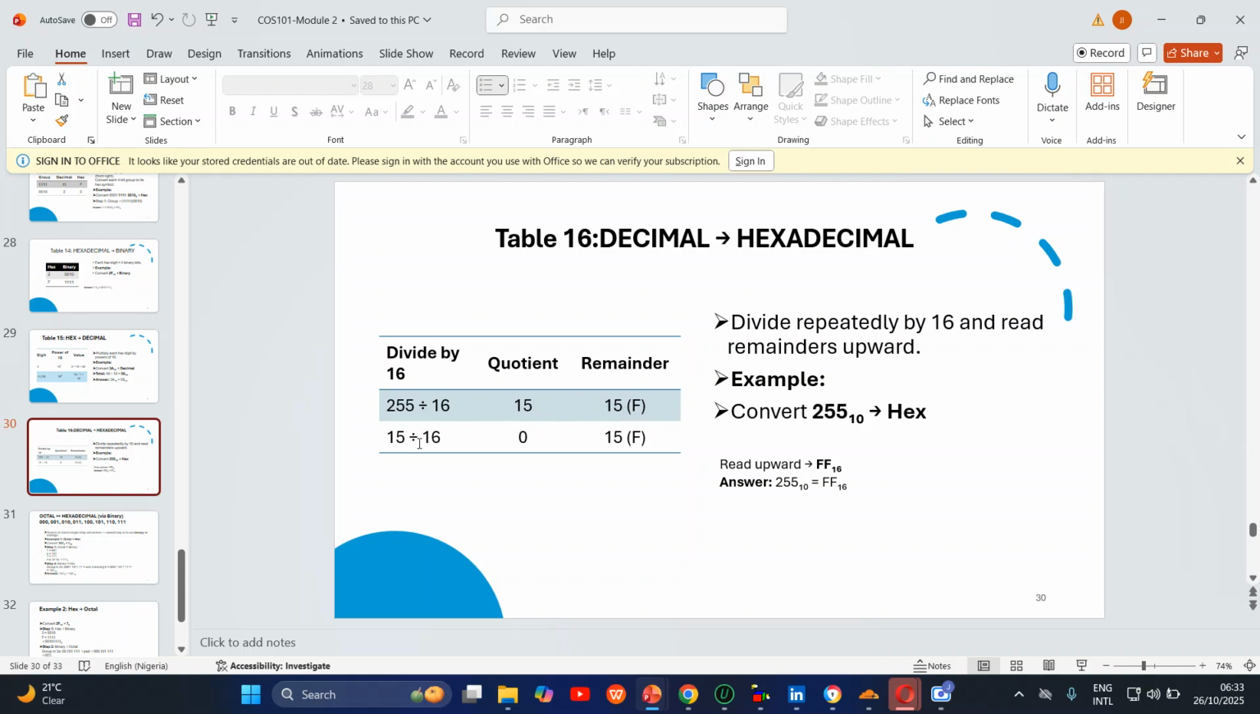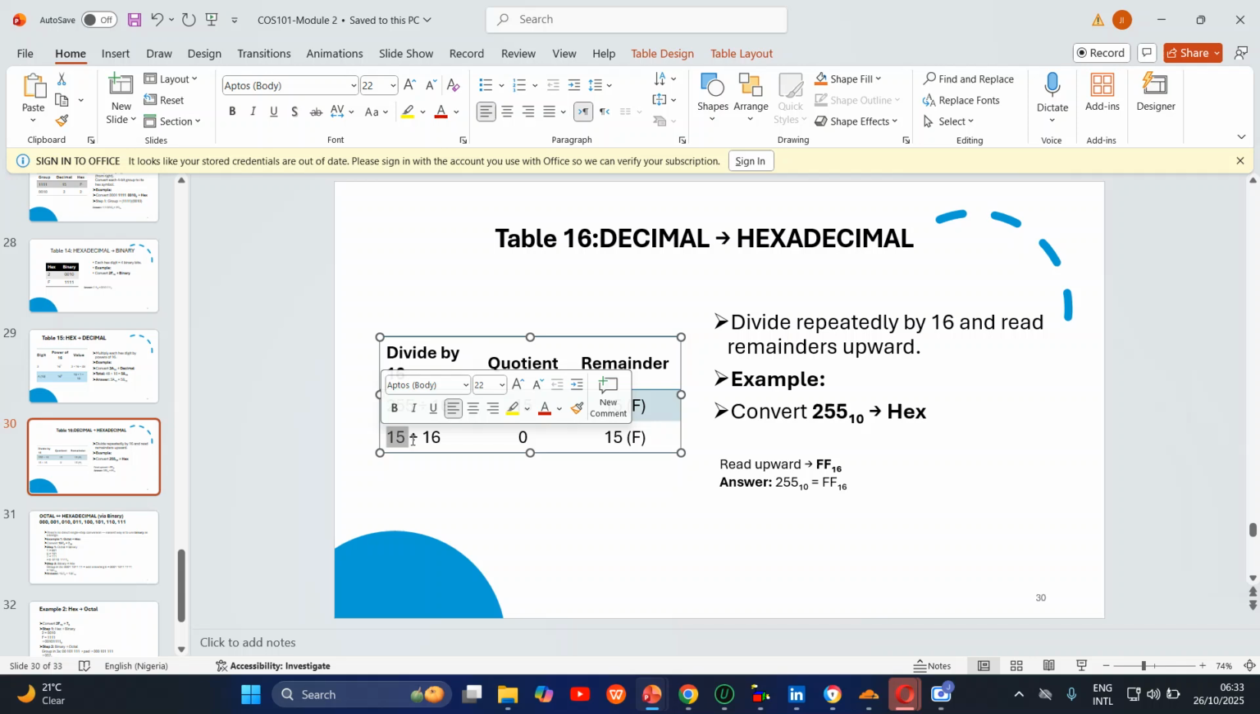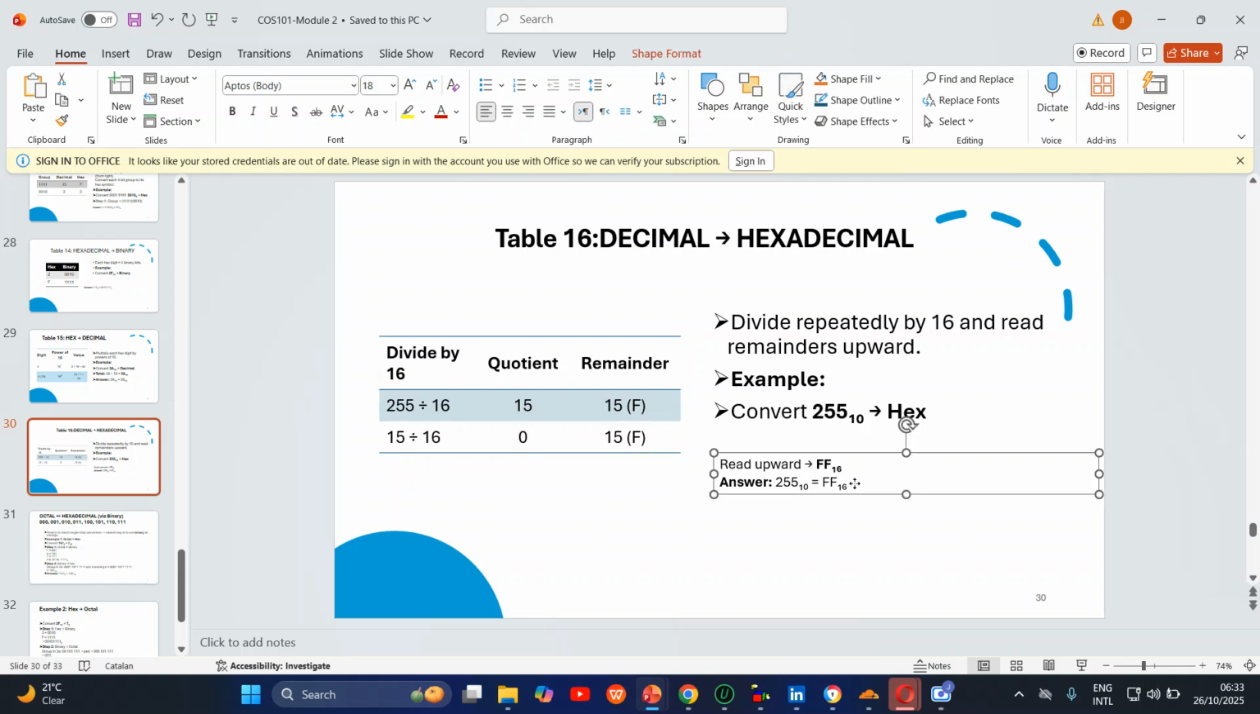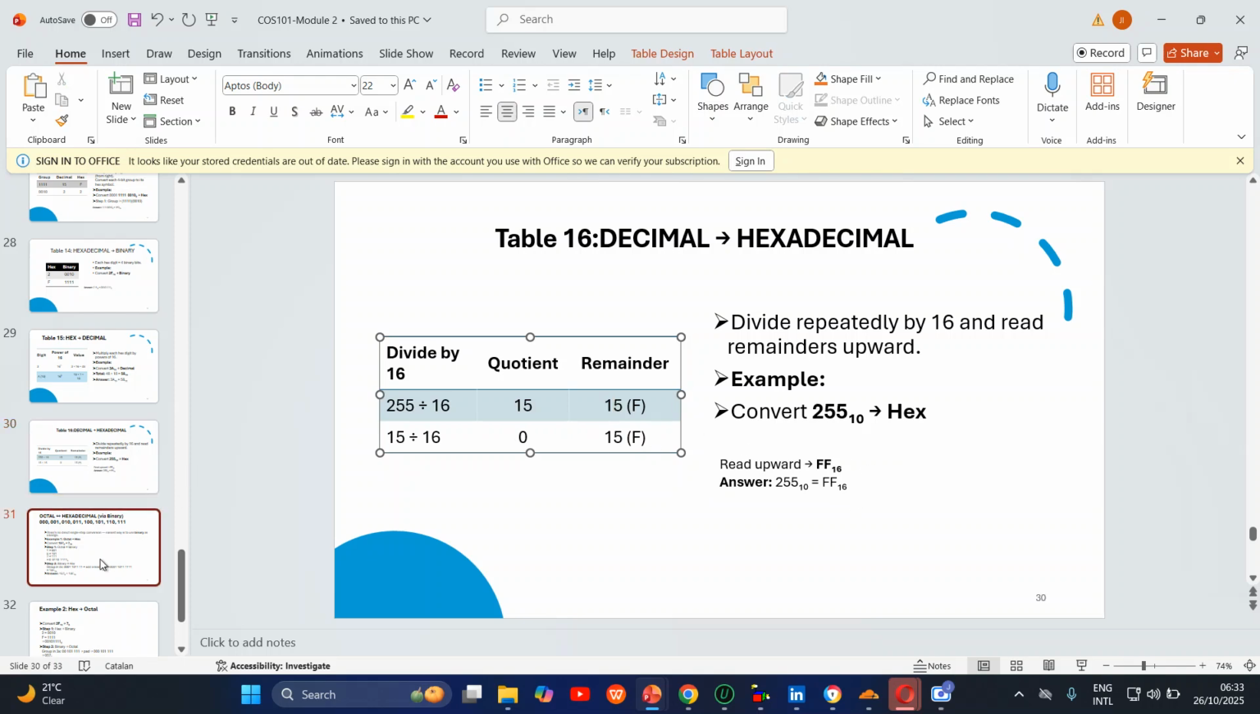Now this is the quotient. You can see the quotient here is now lesser than the base, right? So since it is less than the base, the quotient is 0 and the remainder is 15. That is how it works. Reading upward, we have FF base 16, because 15 is F and 15 is F.